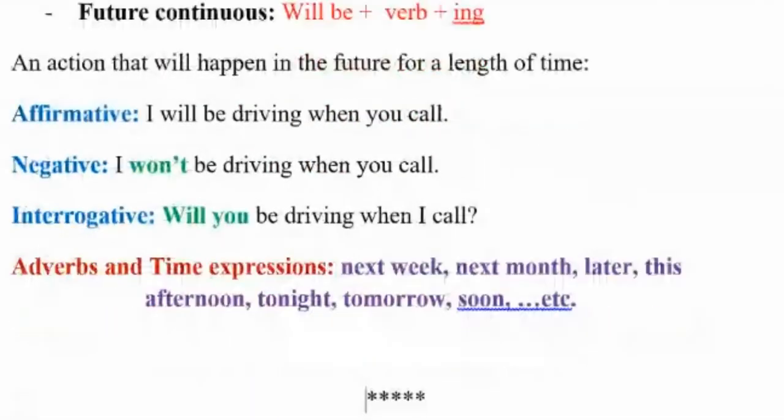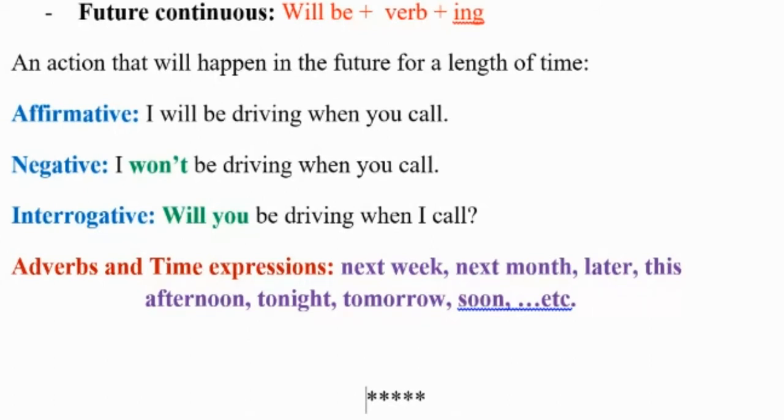The future. Who wants to read? We use what auxiliary? The auxiliary verb? The auxiliary here will be will. Yes. So if we want to make it in a negative form, it would be won't. Yes, very good. And the question, the interrogative? We put will at the beginning of the sentence. Yes, very good. Excellent, Fatma. Thank you.